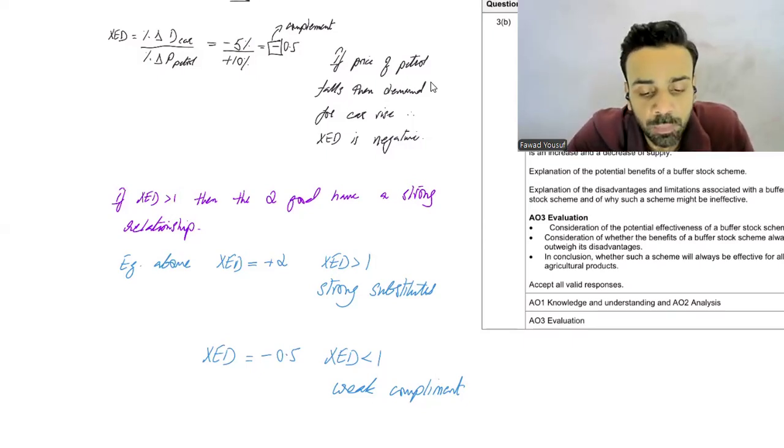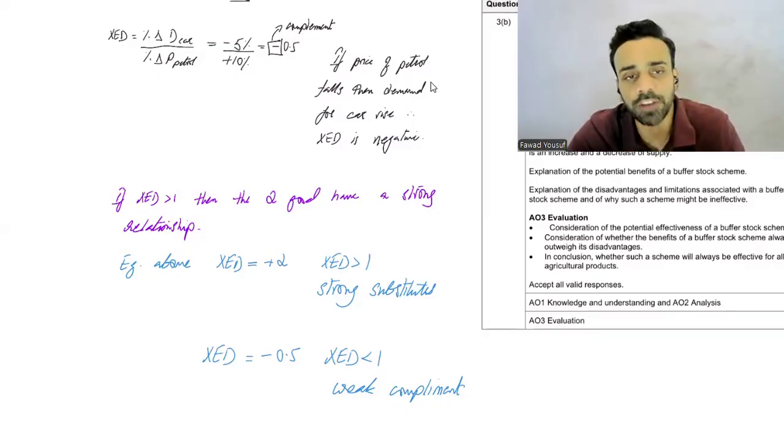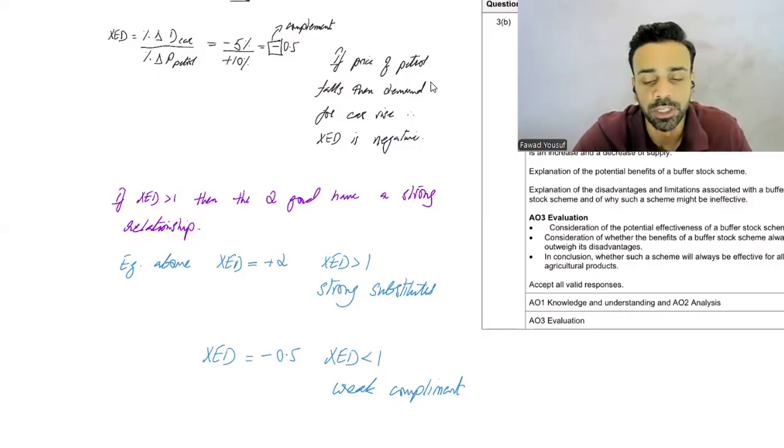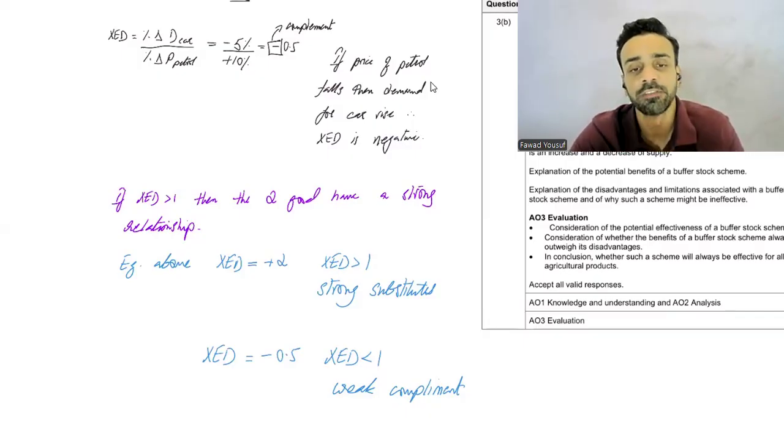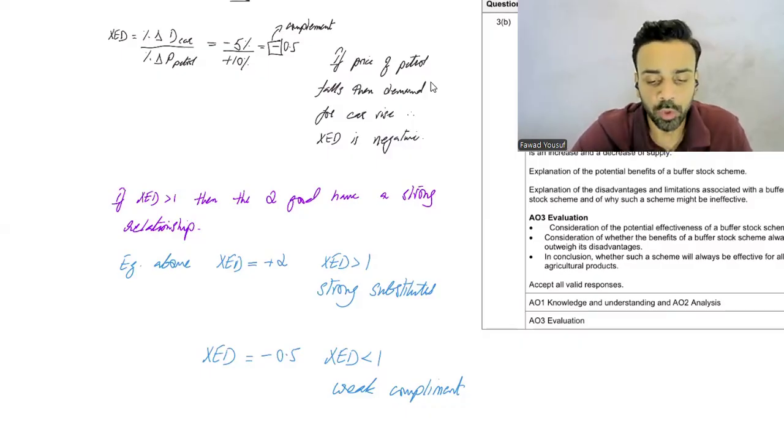Also, how many substitutes are available? If plenty of substitutes are available and they are good substitutes, people will easily move away, and you will have an XED की value of greater than 1. तो stuff like that can be talked about.